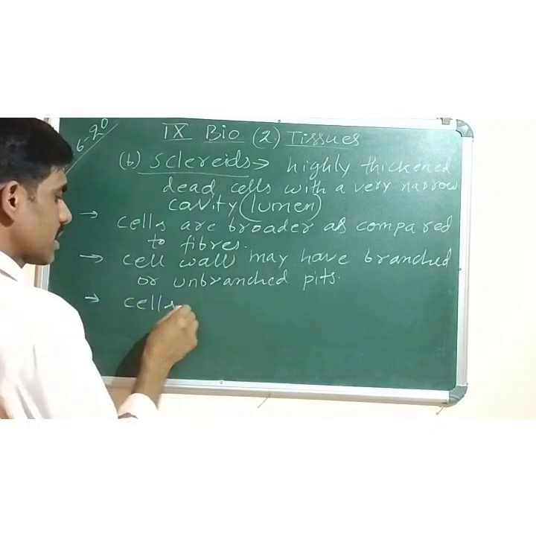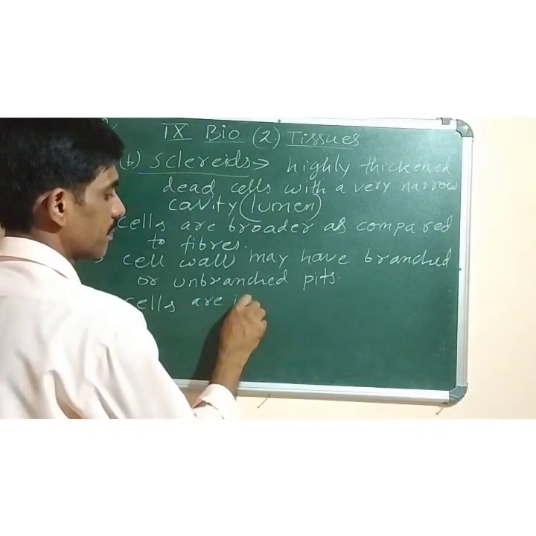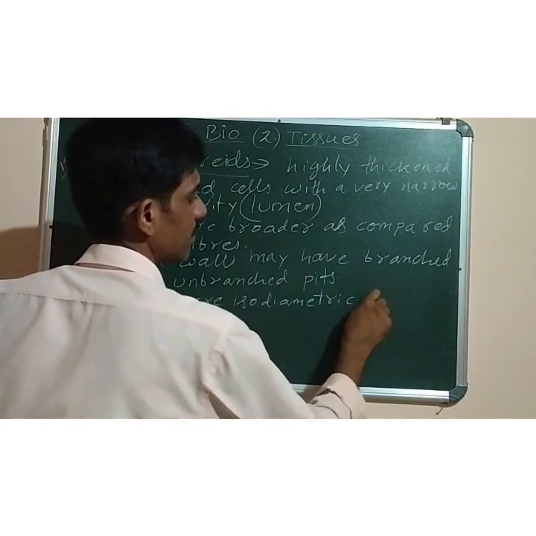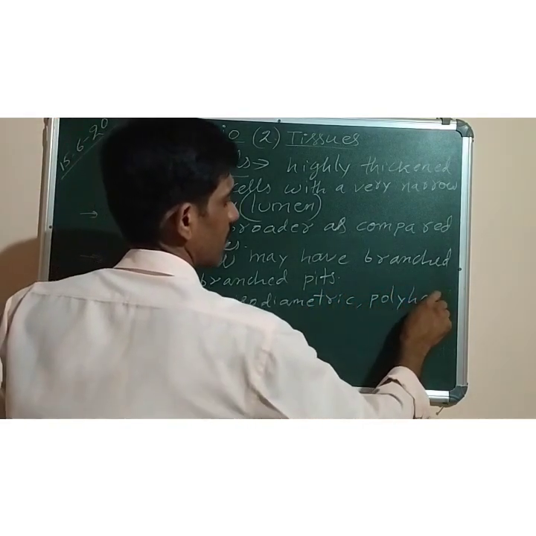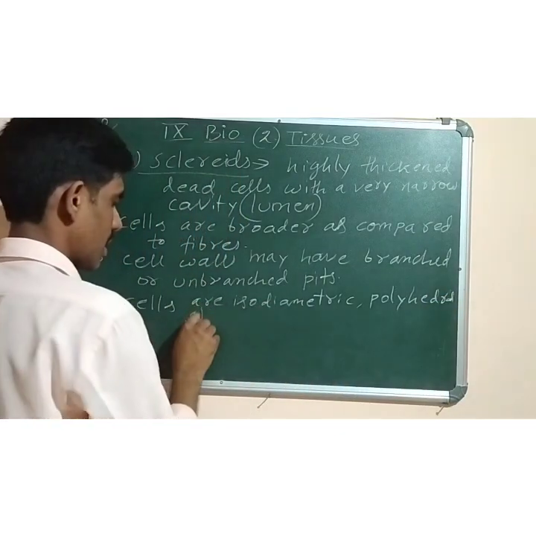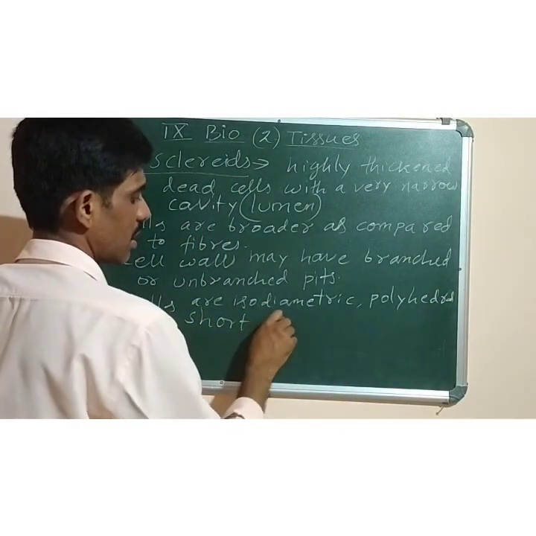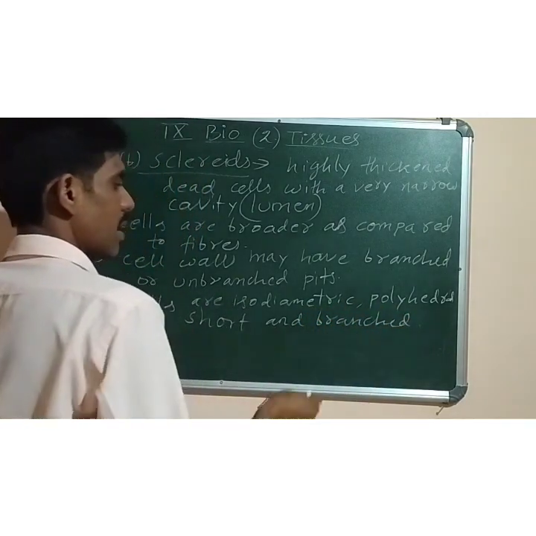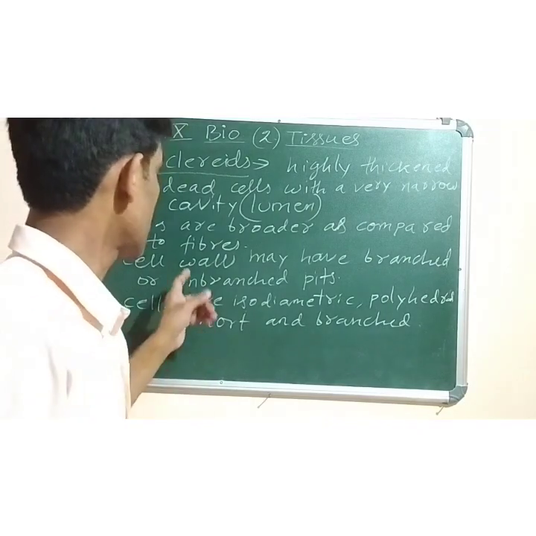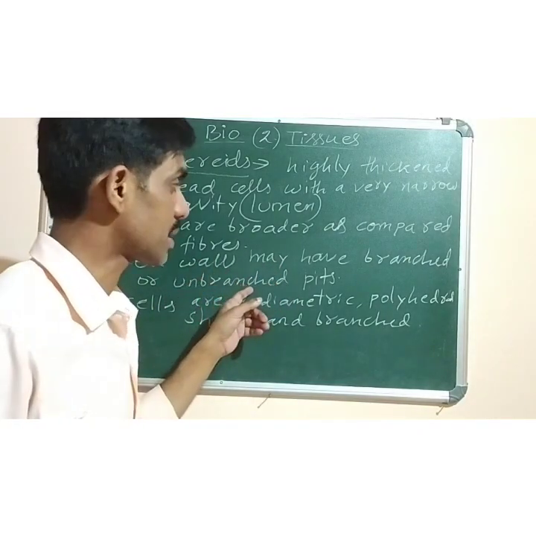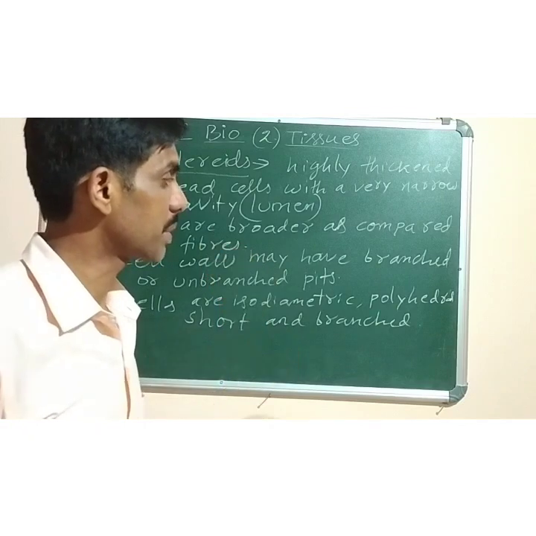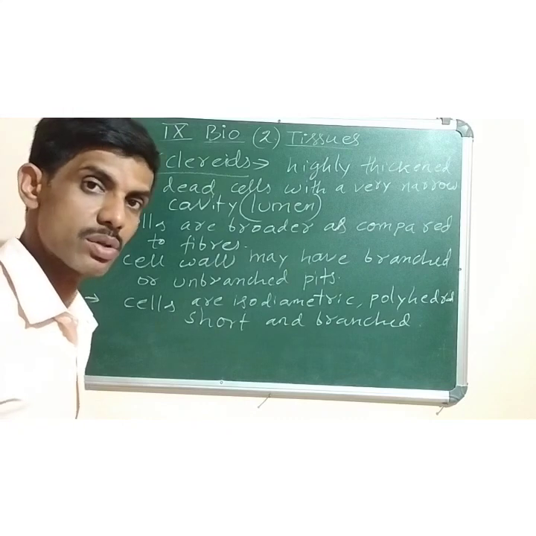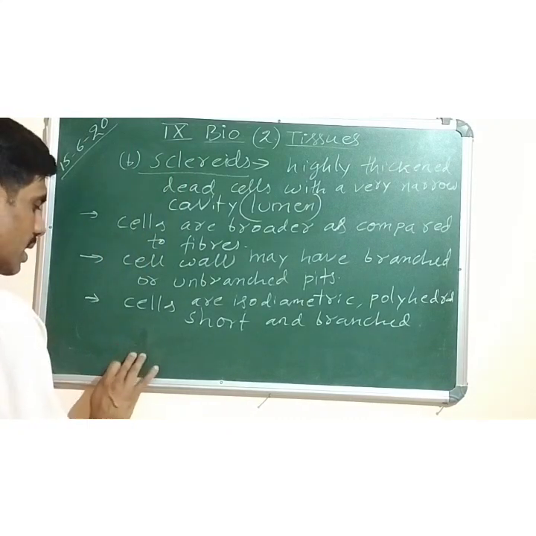What type of cells are present? Cells are isodiametric, polyhedral, short, and branched also. It can be branched also. Okay. Now what is that? One word I used, that cell walls have branched or unbranched pits. The one which has branched pits, they are also known as pit canals. The pits of sclerites are also known as pit canals. So I can write that one.